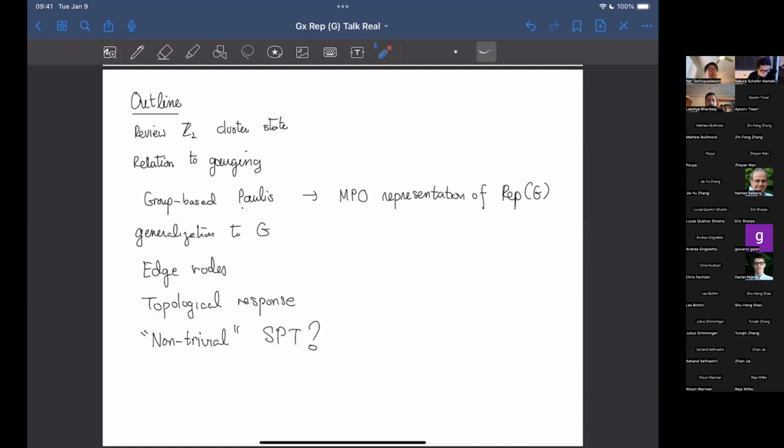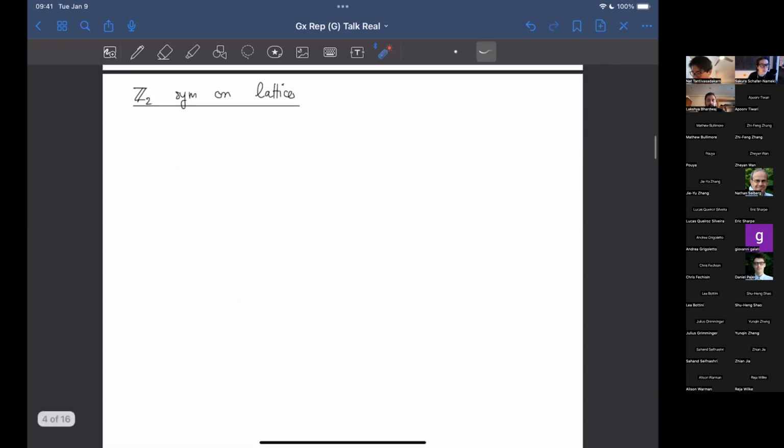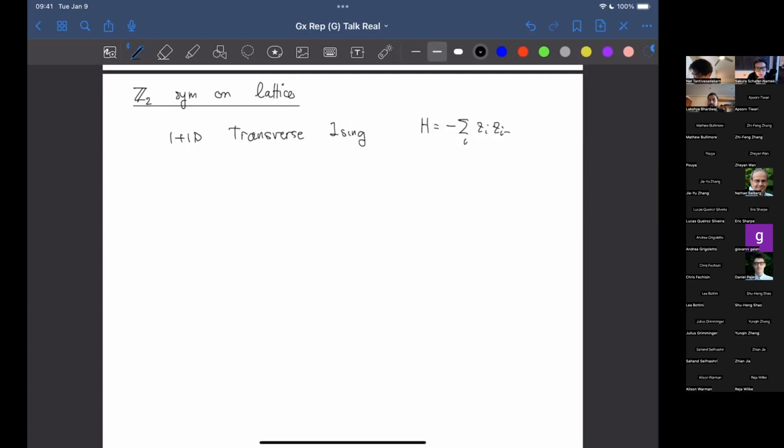Okay, so let me get started. Let me first start by being super pedantic, and I just want to talk about a Z2 symmetry on the lattice, to get the notation very clear. When we talk about Z2 symmetry on the lattice in 1+1D, we usually talk about the transverse field Ising model, where the Hamiltonian has an Ising term and a transverse field.